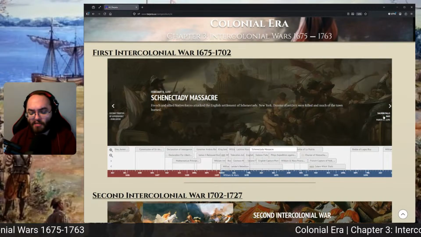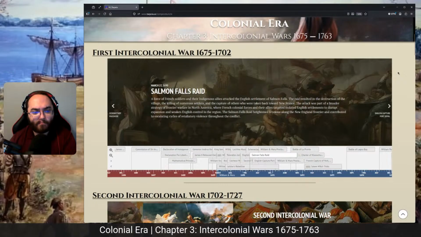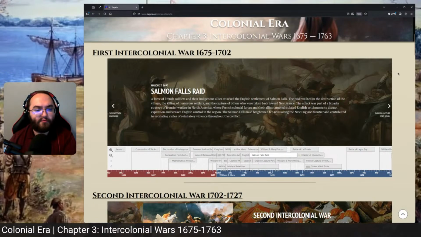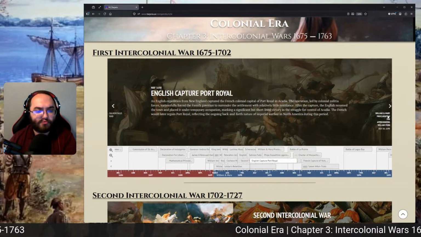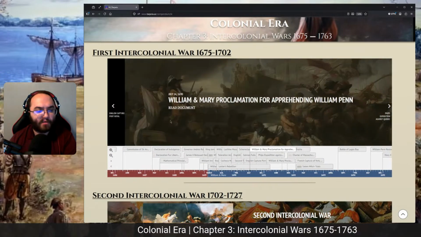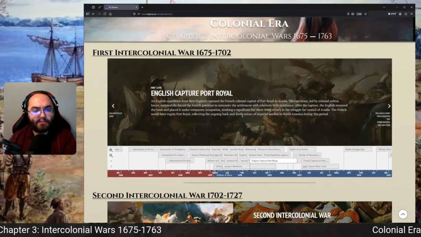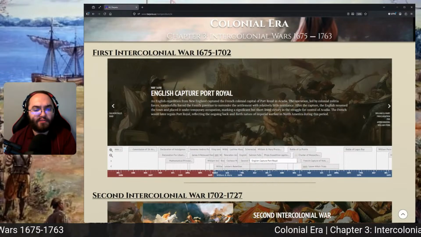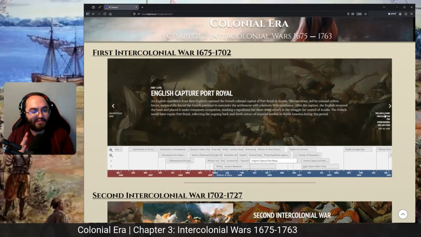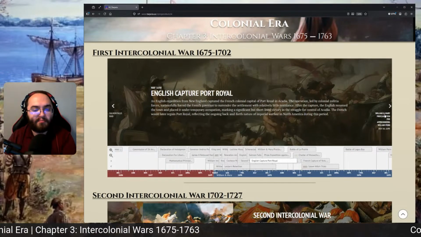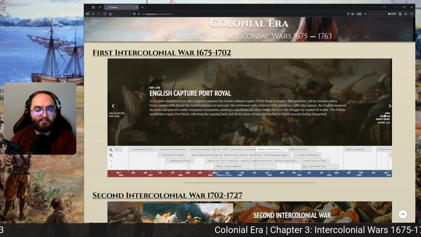Here's yet another massacre in King Philip's War, this time in New York. You have the Salmon Falls raid. Again, at this time, most of the violence are massacres, raids, and stuff like that. The English will capture Port Royal. And so this is in Acadia, which is modern-day Nova Scotia. Acadia will be the main region of violence in the Intercolonial Wars, all the way up to the French and Indian War. For that war, most of the violence will be in the interior.